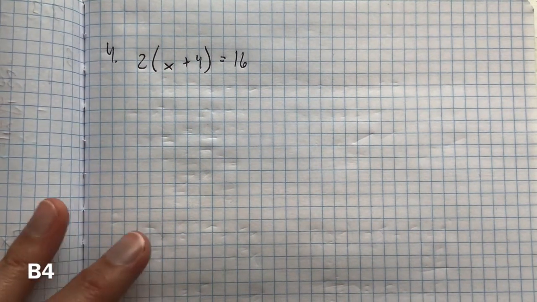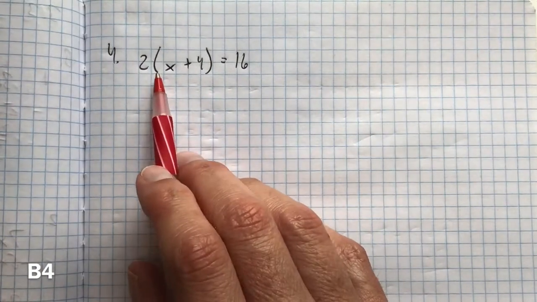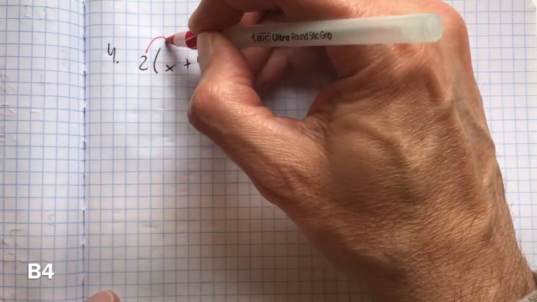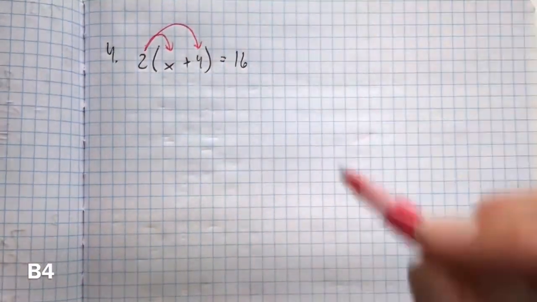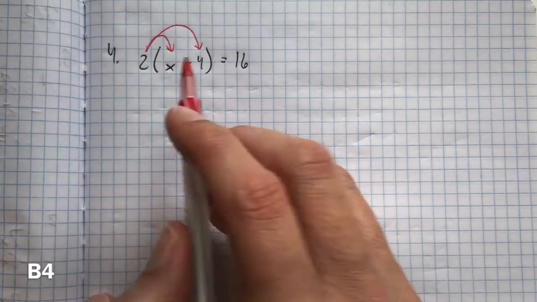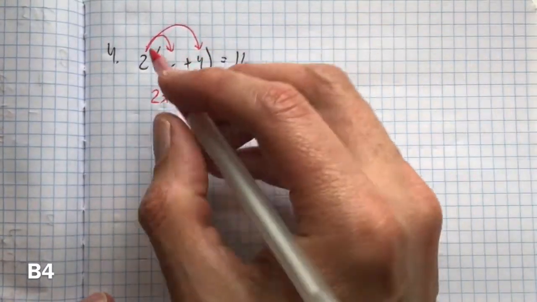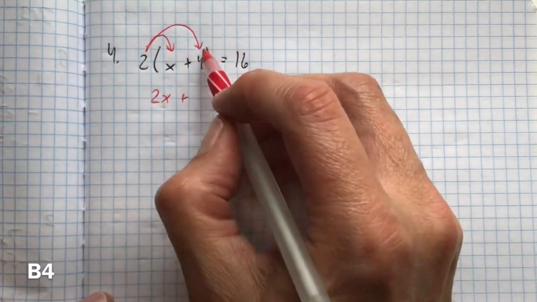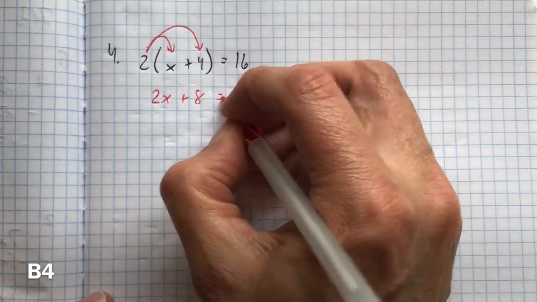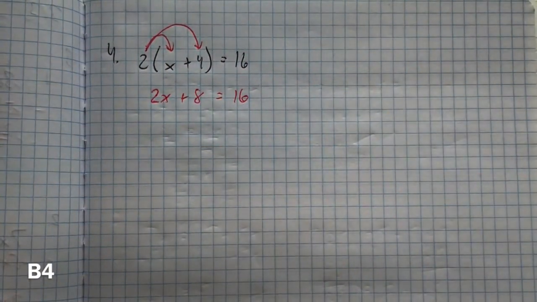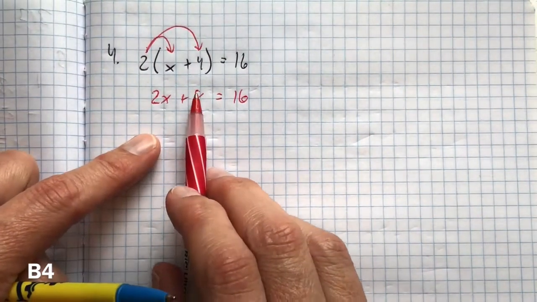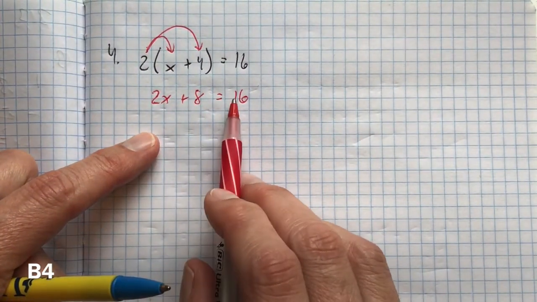So the opposite of what we were doing earlier, where we were dividing things out by 2, is something called the distributive property, where we would multiply that 2 through. So 2 times x would give me 2x, put our plus sign, and then 2 times 4 would give us an 8 is equal to 16. And we can solve this here. So now I've got 2x plus 8 equals 16.